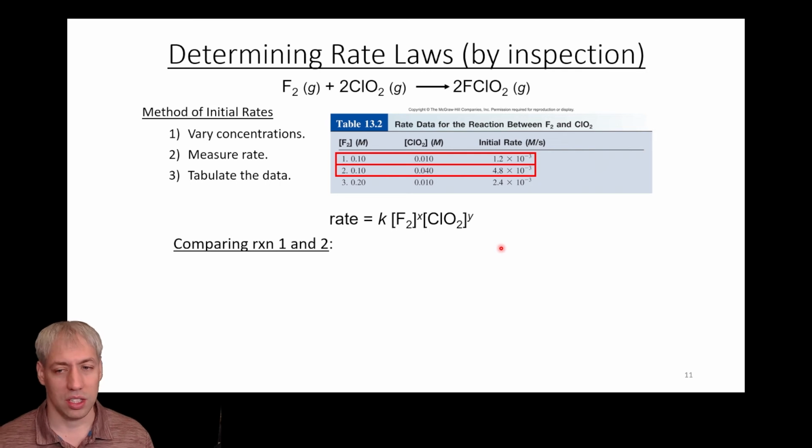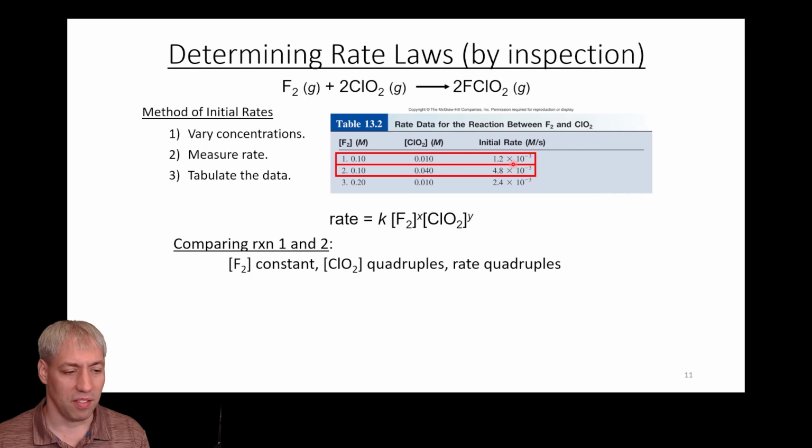For the most part in general chemistry 2, these numbers will be pretty straightforward. They'll be multiples of 2 and so on. But it can get very, very complex. For the most part, inspection works for a lot of reactions. So what we can do is compare reaction 1 and reaction 2. We can see, okay, F2 stayed the same, ClO2 we multiplied by 4.